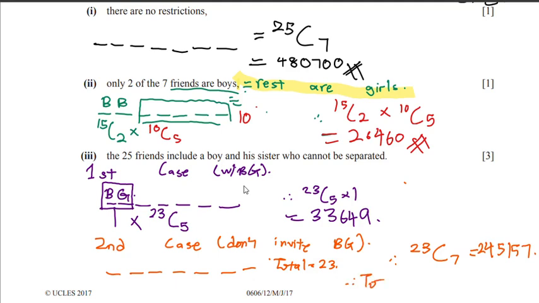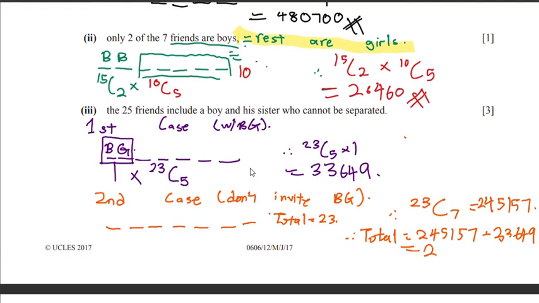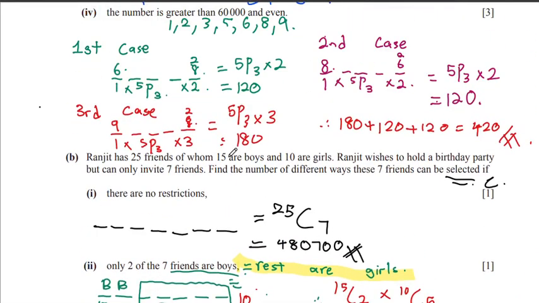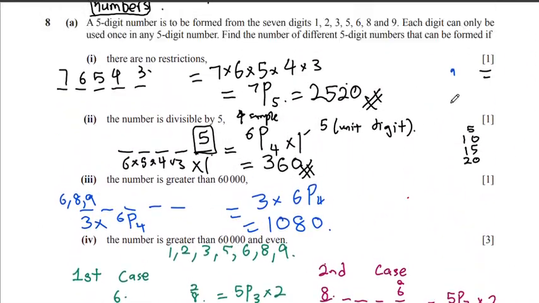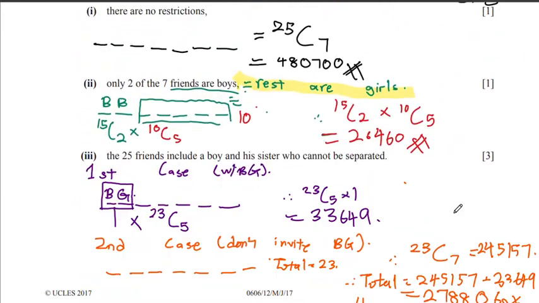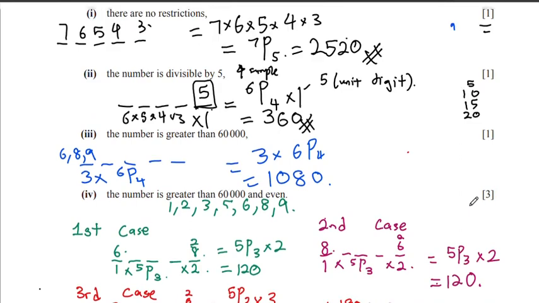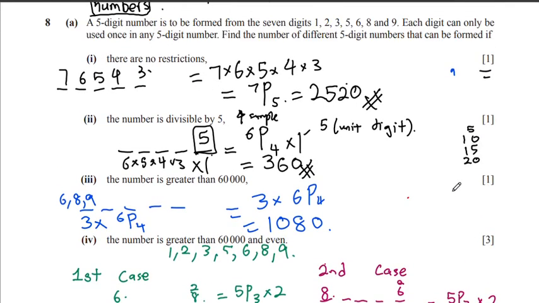So total is going to be equals to 245157 plus 33649, which is 278806. This is your final answer. Alright. So it's a very long question. It's 11 marks total. So you see, this question is very tricky because it has permutation and combination in like 1 page.